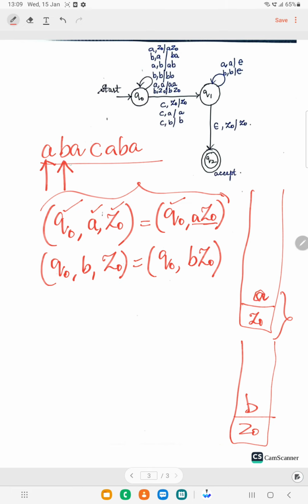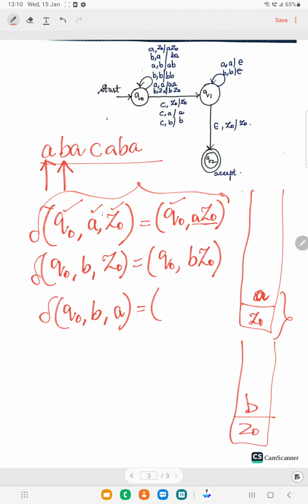Next, if the scan symbol is b, but what is there on the top of the stack? A. For this you have not mentioned. Again we will get 4 transitions, because from q naught, if the scanned symbol is b and the top of the stack is a, then what do you have to do? Just push.